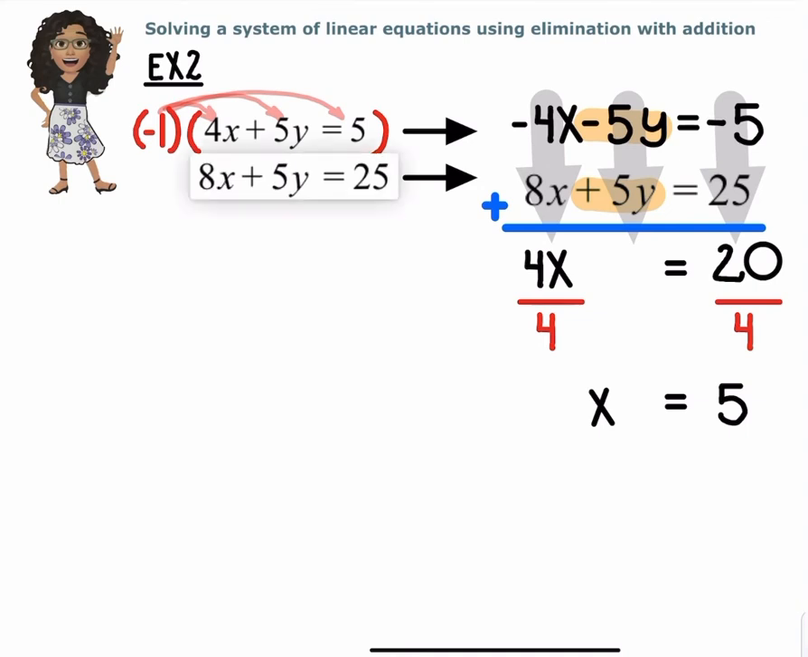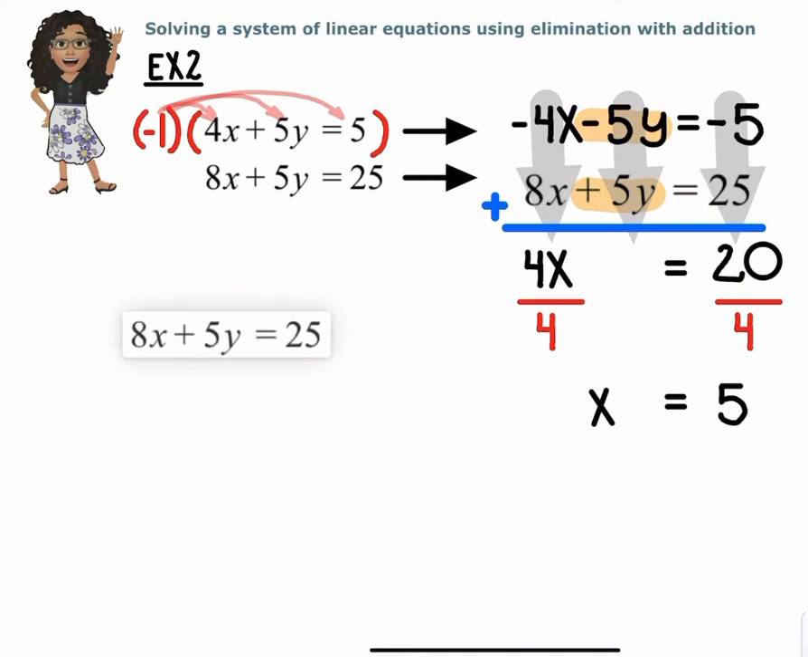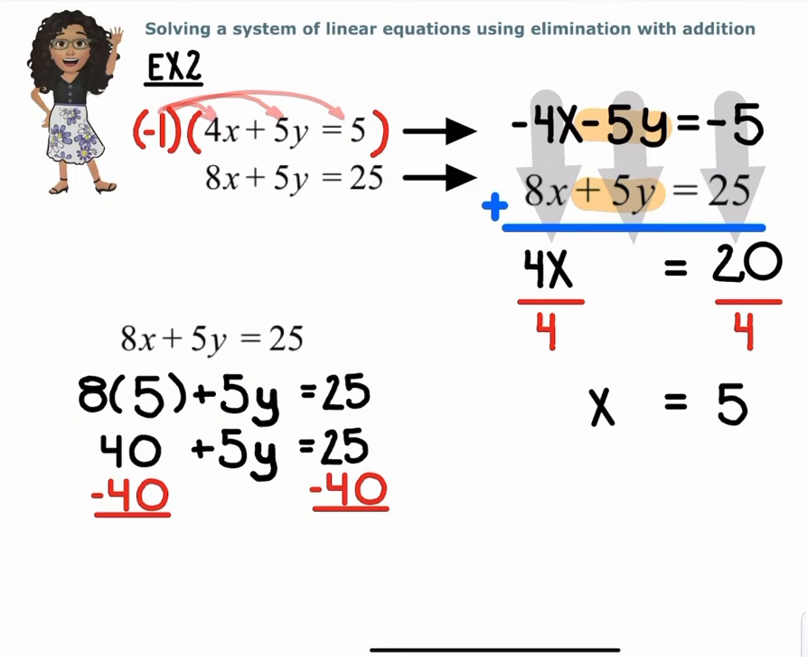It does not matter which equation I go back to. I'm going to grab this one, and then I'm going to replace the x in that equation with the number 5. So substituting in 5, then to solve, I'm going to simplify the left side. So I got 40. Move the 40 over, so 5y equals negative 15. Divide by 5, and I find that y is negative 3.